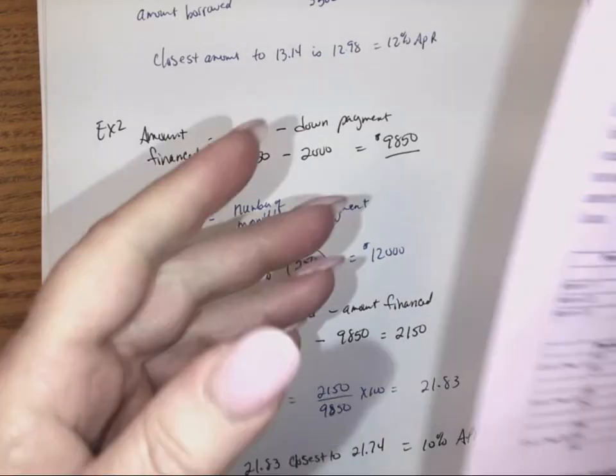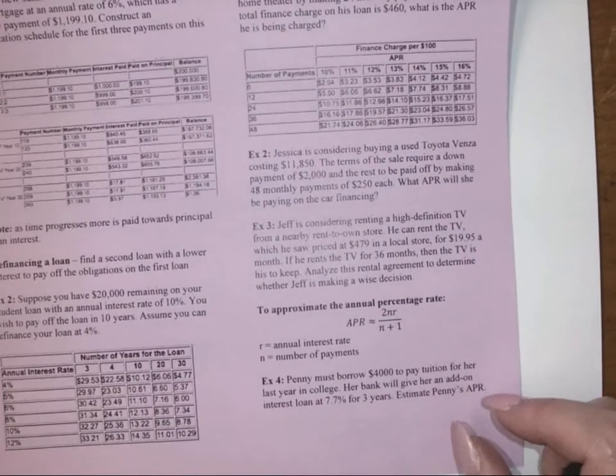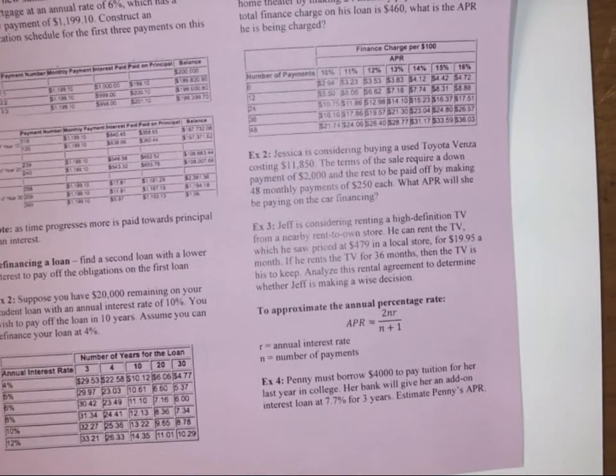All right, example 3. Jeff is considering renting a high-definition TV from a nearby rent-to-own store. He can rent the TV, which he saw priced at $479 in a local store, for $19.95 a month. If he rents the TV for 36 months, then the TV is his to keep. Analyze this rental agreement to determine whether Jeff is making a wise decision. So we're going to look at whether he bought it versus if he rents it to own.